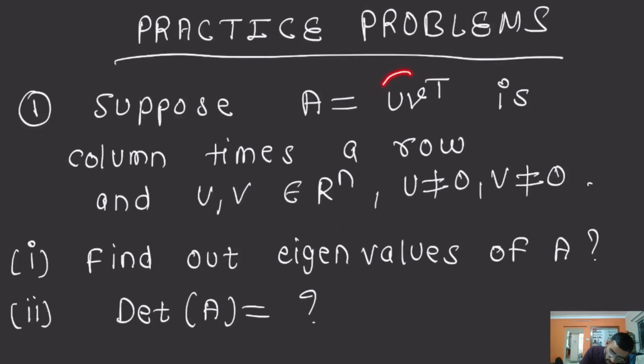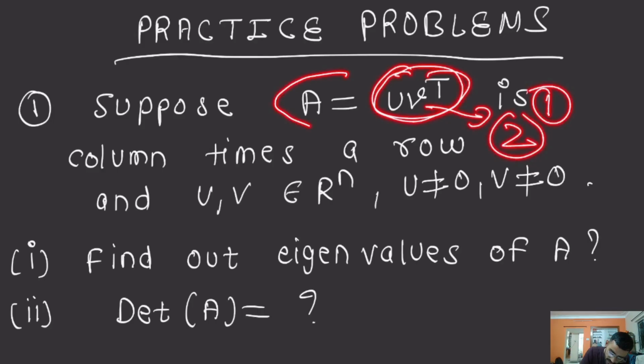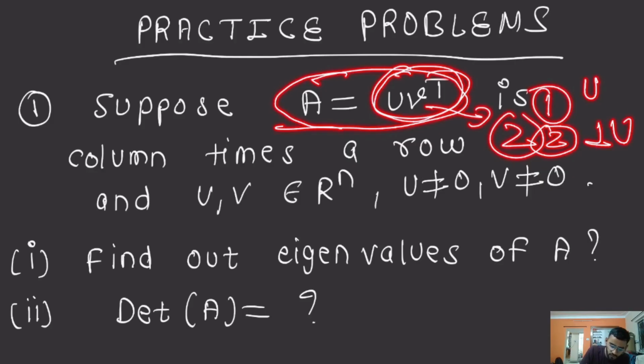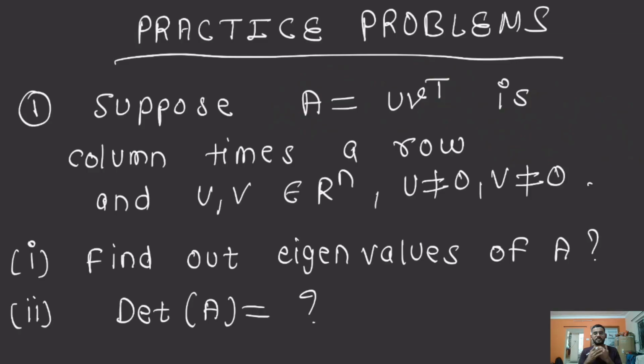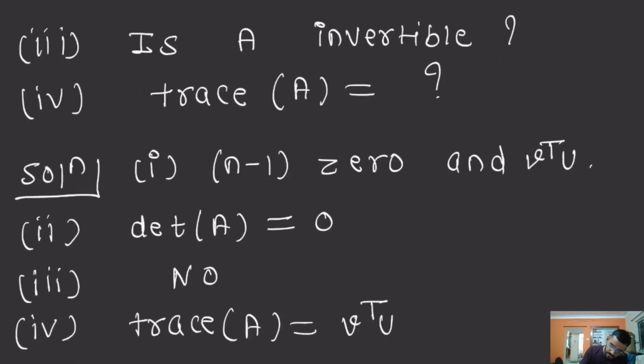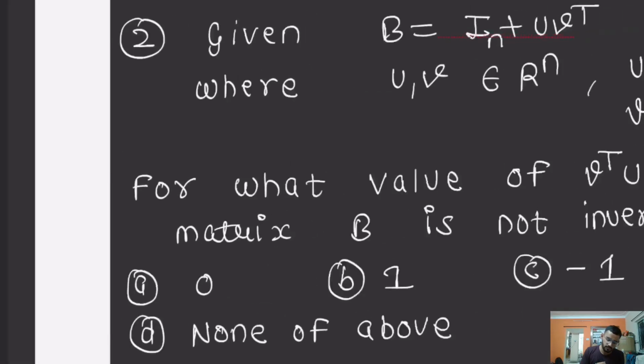Since this is an outer product of u and v, we need to check two conditions. First one is how this A behaves in the direction of u. Second is how this A behaves in the direction which is perpendicular to u. If you can perform these two analyses, then you can easily do the analysis of the problem. Okay, and these four are the answers which are given. You can try it out.